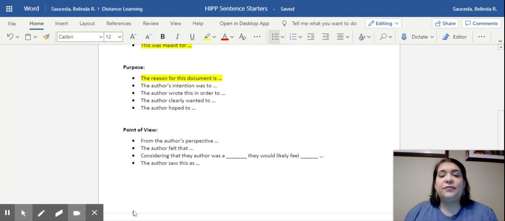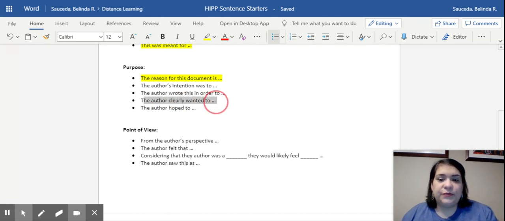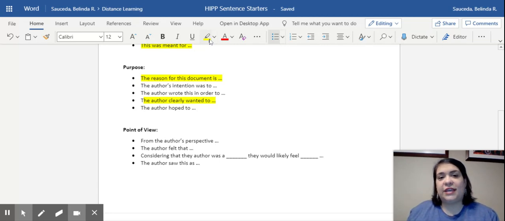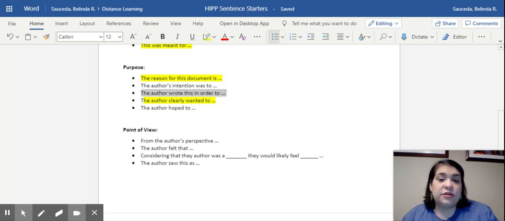Oh, yeah. The author clearly wanted to. So, of course, who wrote the US Constitution? James Madison. So, what did he clearly want to do? He wanted to give each state of the 14 states eventually, and eventually 50, of course, he wanted to give them government. He wanted to give them rules that every single person had to follow, not just some in Georgia, some in North Carolina, whatnot. The author wrote this in order to have a cohesive government. Again, it's kind of repetitive, but that was the purpose.